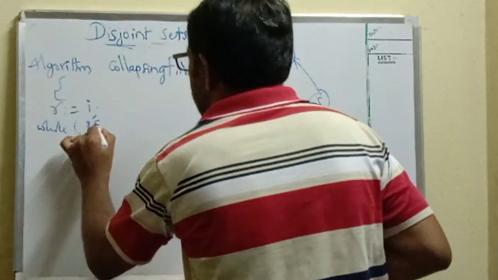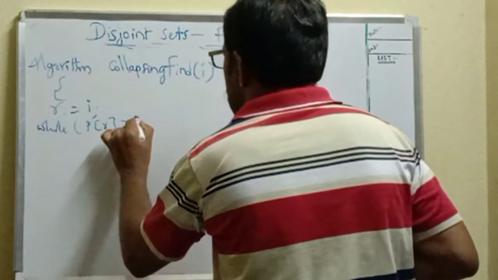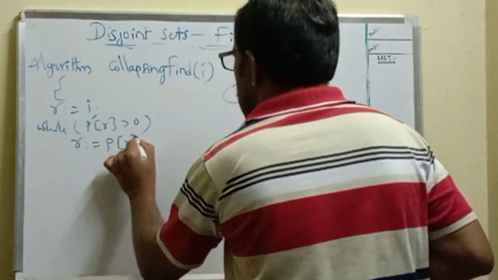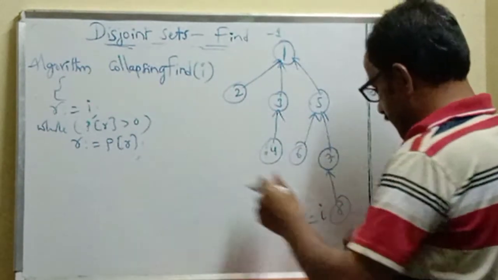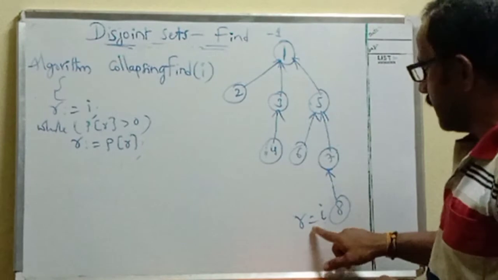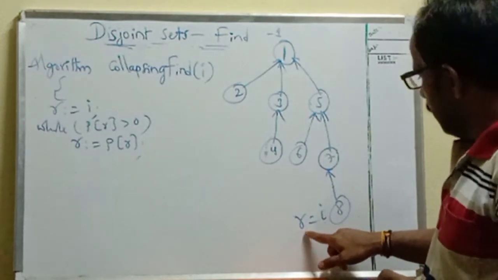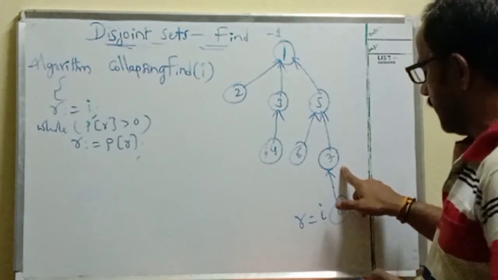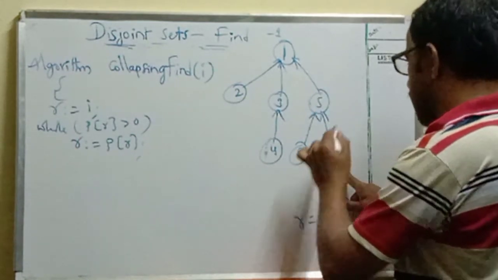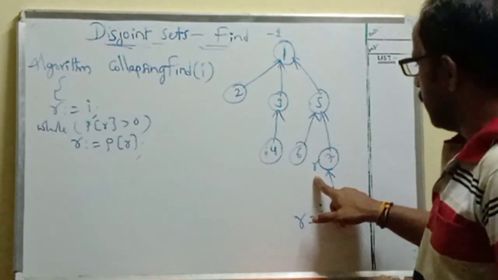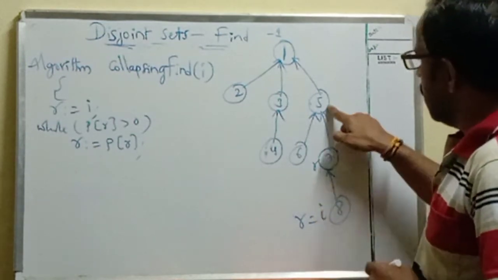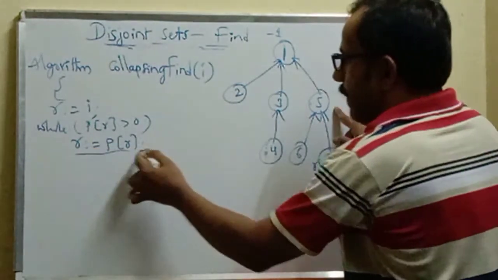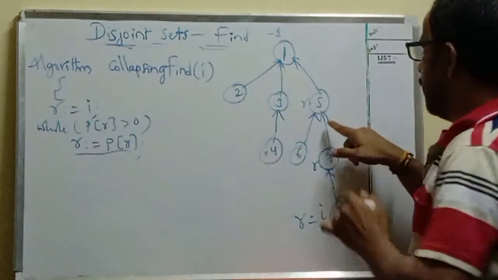While P of R is greater than 0, R equals P of R. What will happen here? Initially take I as R. Then immediately verify whether P of R is there or not. Yes, here P of R is there. Immediately go to P of R and make it R. Again verify whether this R's parent is there or not. Yes, R's parent is there. Then what is this step? Make P of R as R. Again treat it as R.